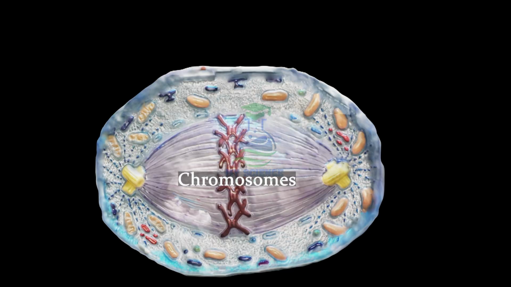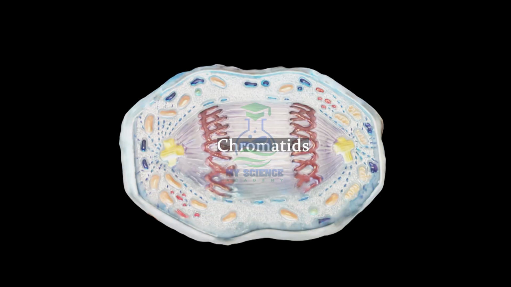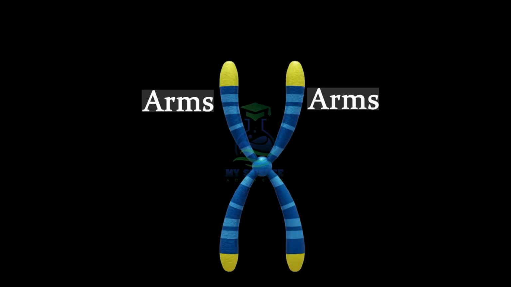During cell division, the chromatin material is converted into thread-like structures called chromosomes, which are held by spindle fibers. Each chromosome consists of two identical chromatids. The identical arms of these chromosomes are linked together at the centromere. It is the point where spindle fibers are attached. Genes are located on these chromosomes.